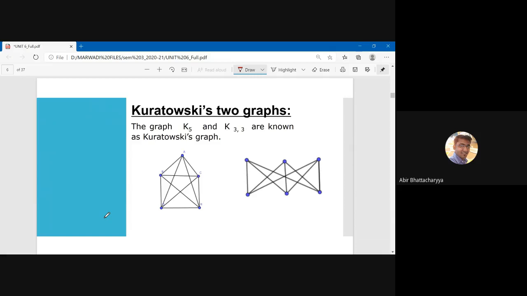Now there are two graphs which are actually very important for us. This is K5 and K3,3. The first one is Kuratowski's first graph.